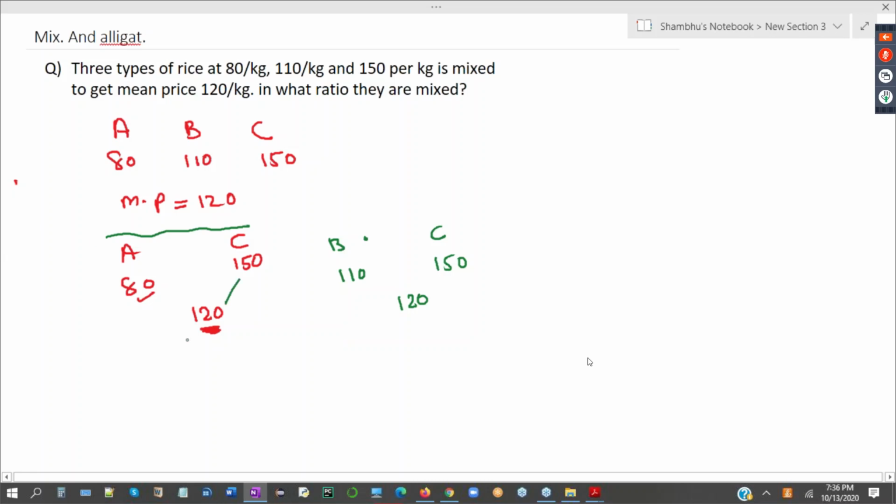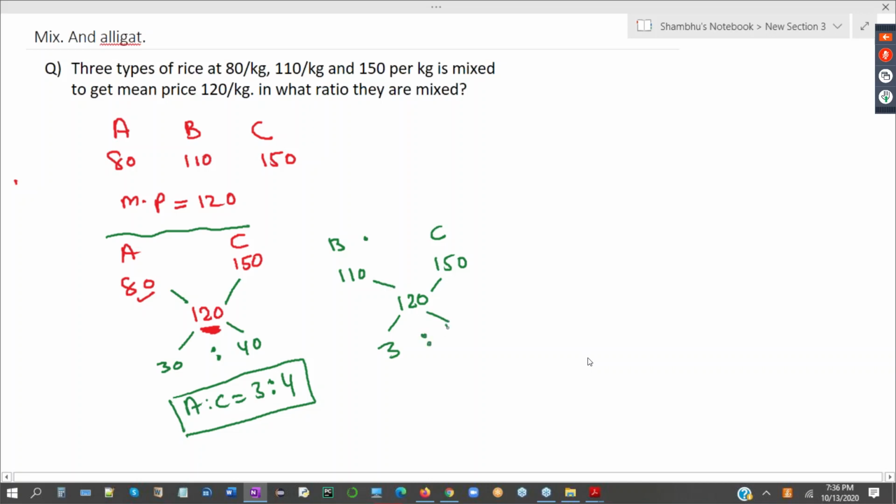Now you find out what the ratio is. 30 and 40. So A is to C is 3 is to 4. Okay. Now B is to C is 3 is to 1.